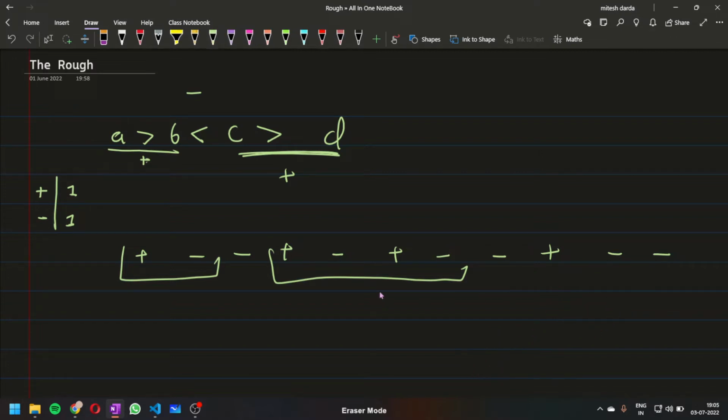That is why we are initializing the total number of sequences ending at a positive value and the total number of sequences ending at a negative value as 1 and 1. Okay, we are doing this.